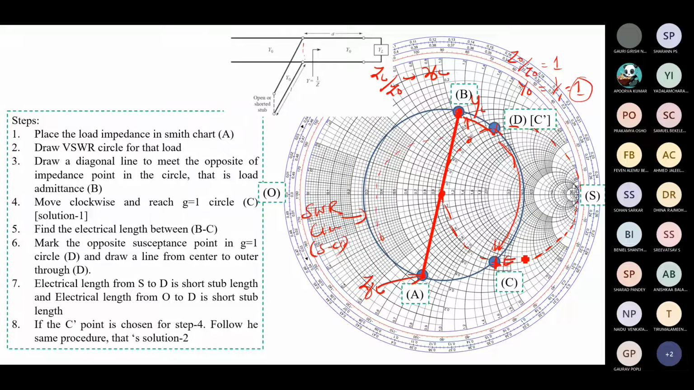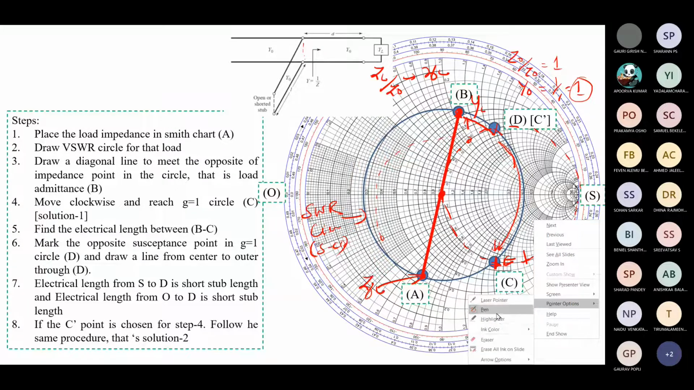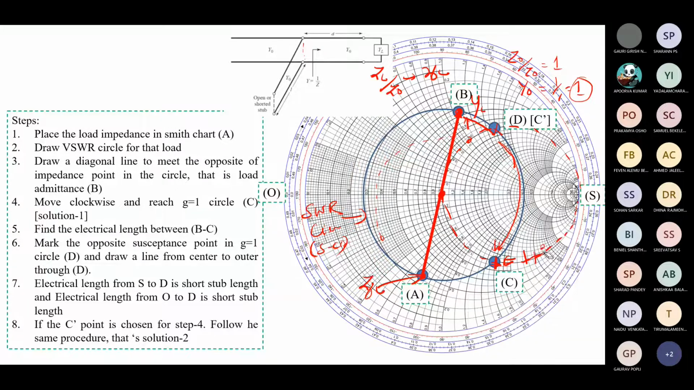You will see that the value of the admittance is nothing but 1 plus j, sorry, it is 1 minus j, because it is on the negative side, in the bottom half circle. So it is nothing but 1 minus jXL.